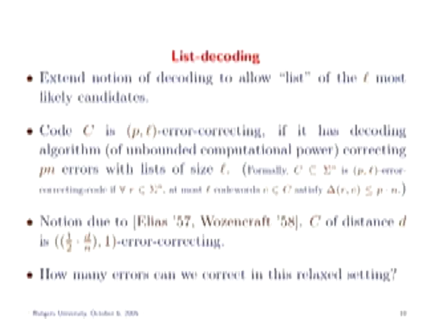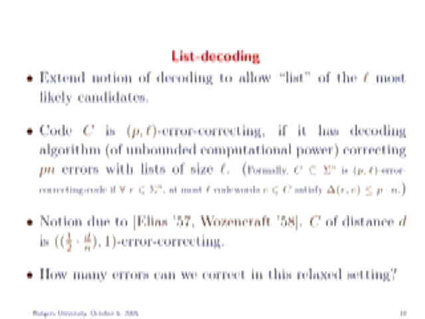What it says is, we should try to build codes which can correct a fraction p of errors using lists of size L. Guaranteed, any time I get a received sequence, I'll be able to look at it, maybe for exponential time, maybe doubly exponential, I don't care, and then come up with a list of L candidates saying one of these was transmitted, if the number of errors was less than or equal to p times n. If you have such a code, we'll call it (p, L) error correcting.